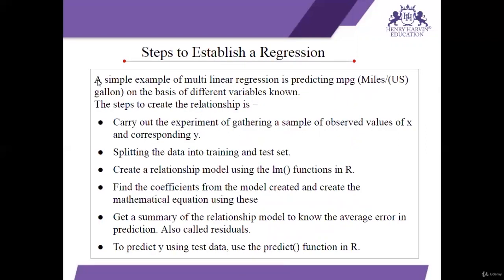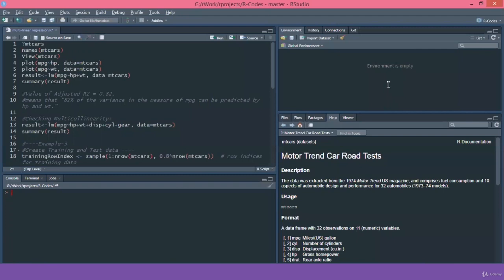So when we establish a regression model where there are multiple independent factors, we are taking a very simple example to show how we can build a regression model in R with the inbuilt data set, that is mtcars, where we will predict the value of MPG, that is miles per gallon, on the basis of different independent variables that are known. So let's go to R and predict the values of MPG.